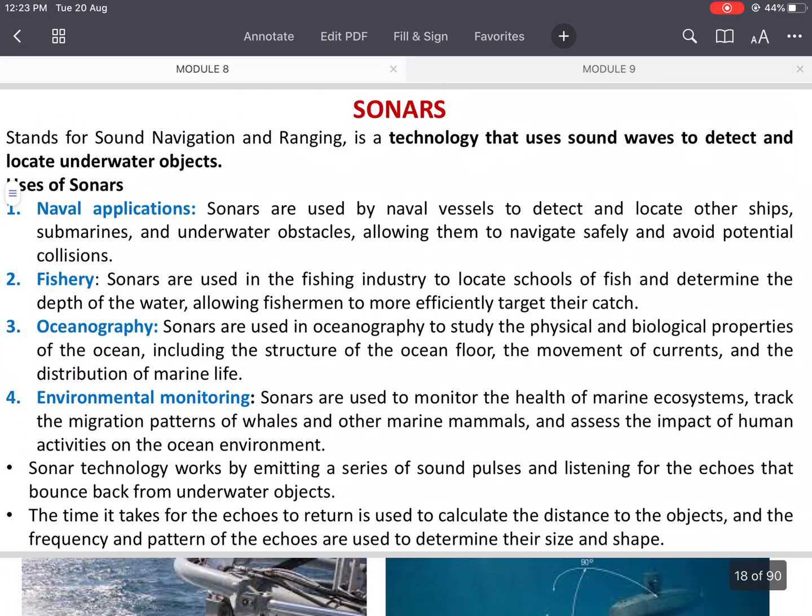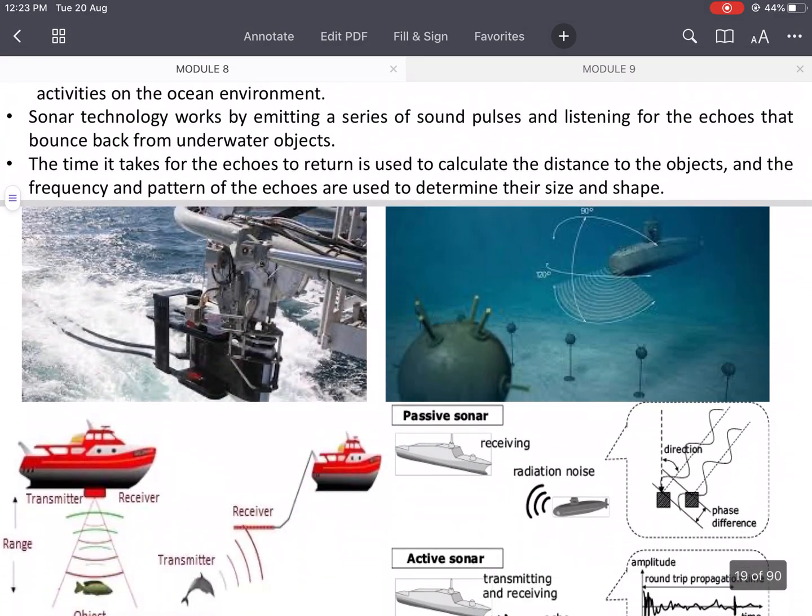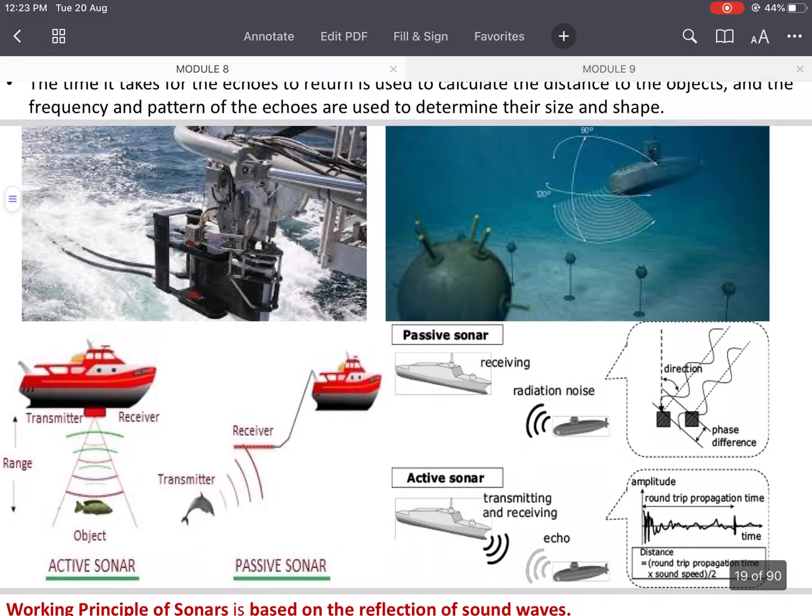Echolocation is also used in the sonar technique. Sonar is nothing but using sound waves to detect and locate objects. It is used in naval applications, fisheries, oceanography and environmental monitoring, as shown in the diagram here.